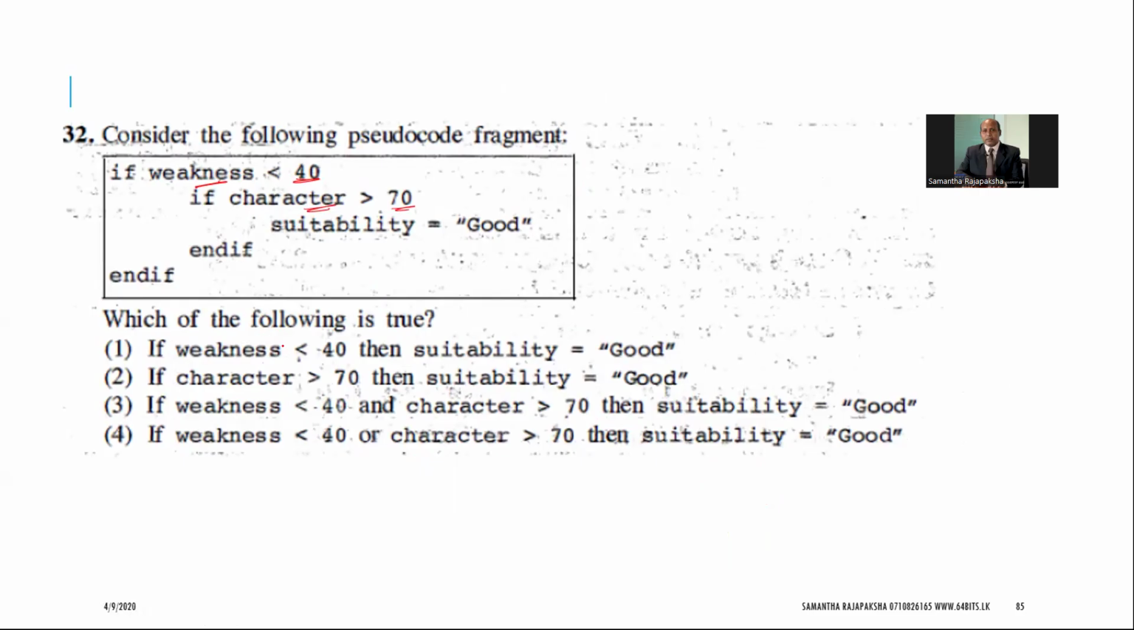So what you do, you check weakness is less than 40. So this is wrong, because you have to check the weakness. We check whether weakness is less than 40 and operation, because you check this one as well as this one. So therefore the answer is the third one, because you go inside the condition.